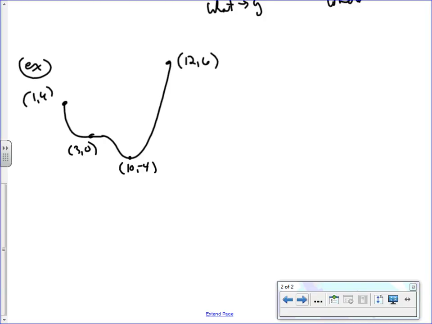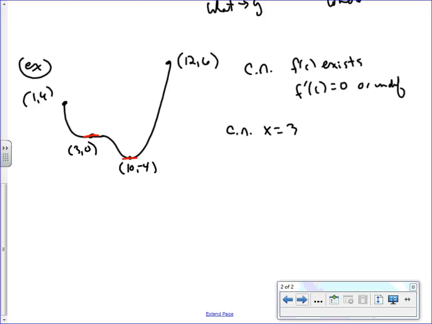So looking at a graph, can you identify critical numbers, relative maxes, relative mins, absolute maxes, absolute mins, and sometimes you need to justify that. So first of all, critical numbers, any place that f of c exists, and f prime of c is either 0 or undefined. So that occurs at 2 places, the 2 flat places on the graph here and here. So my critical numbers are x equals 3 and x equals 10. Those are my critical numbers.